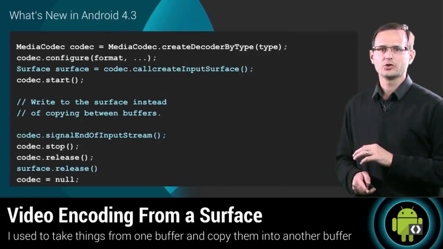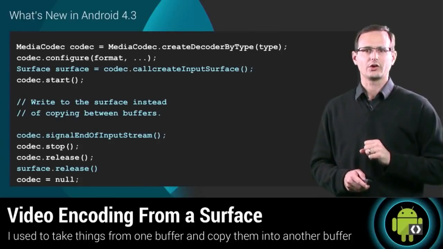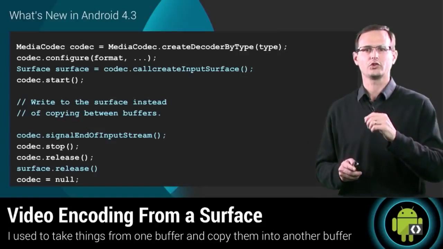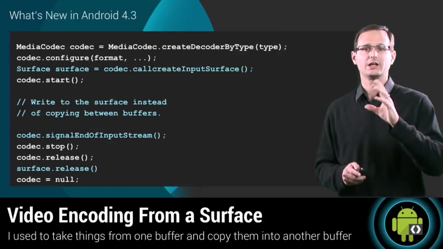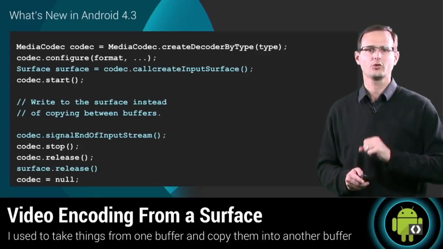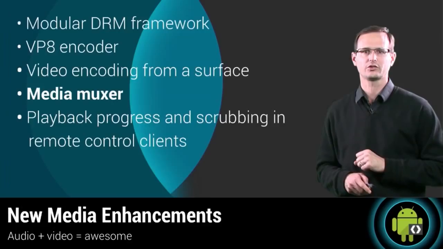To use a surface as the input to an encoder, call configure on your MediaCodec object, followed by a call to createInputSurface to receive the surface upon which you can stream your media. To begin encoding, call start on the media codec, and when done, call signalEndOfInputStream to terminate the encoding before releasing the surface.